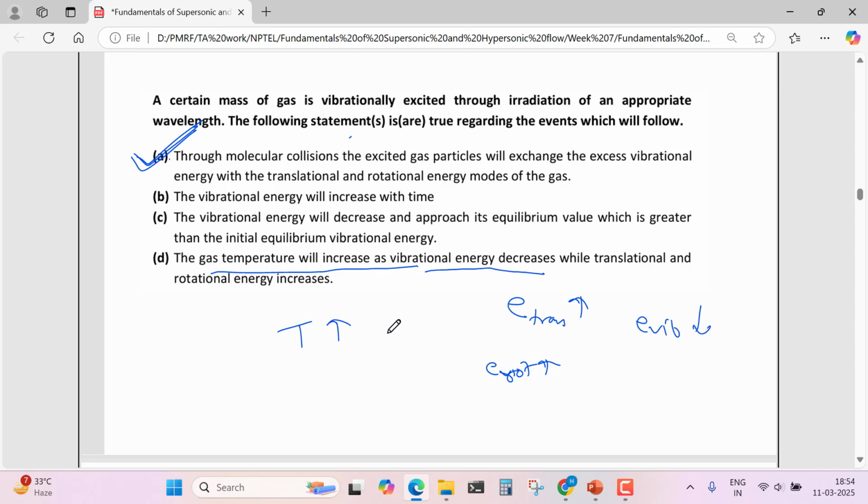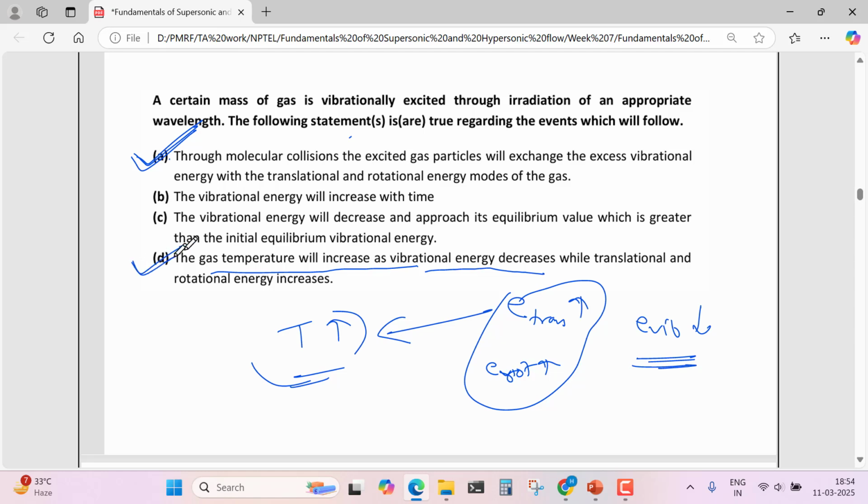So these are related to temperature, so temperature will increase. Now what we got? Vibrational energy will decrease, these energies will increase, and temperature will increase. So this fourth option, the gas temperature will increase as vibrational energy decreases, while translational and rotational energy increase, is also a correct option. Option B says vibrational energy will increase with time. We already saw it will decrease with time, so option B is wrong.